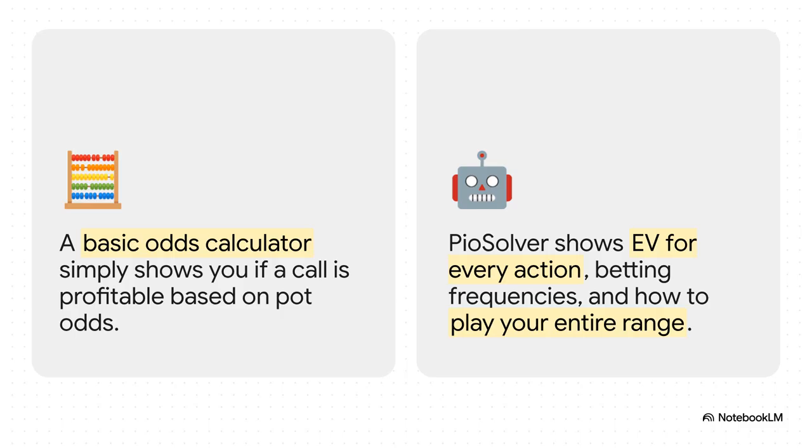And just look at the difference in firepower here. A basic calculator can tell you your pot odds. Pretty simple stuff. PioSolver, on the other hand, shows you the expected value, the EV, of every single possible action you can take. It tells you exactly how often to bet or check, and it even lets you figure out how to exploit specific players. I mean, it is a completely different universe of analysis.